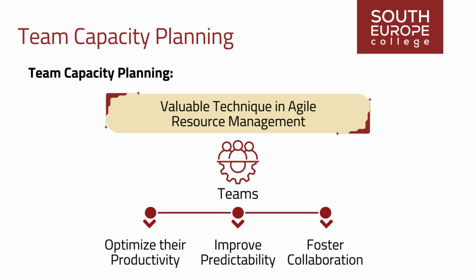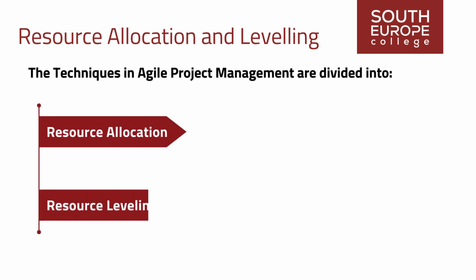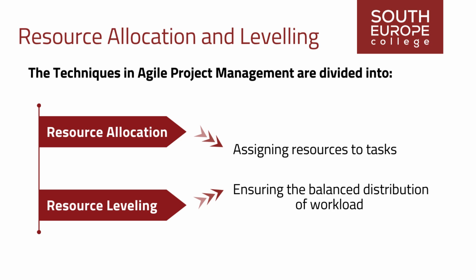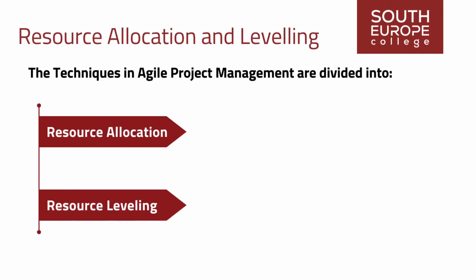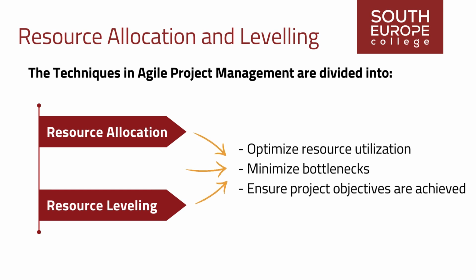The techniques in Agile project management are divided into resource allocation and resource leveling. That involves assigning resources to tasks and ensuring a balanced workload across the project team. These techniques help optimize resource utilization, minimize bottlenecks, and ensure project objectives are achieved within the allocated time frame.